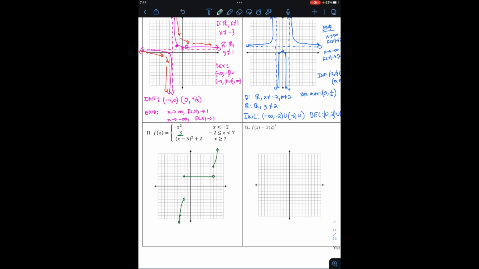Interestingly, our domain is all real numbers because even though we have sort of jumps in our function, we are defined, we can plug in any value for x and get out some output. Our range is not all real numbers because we have these jumps.